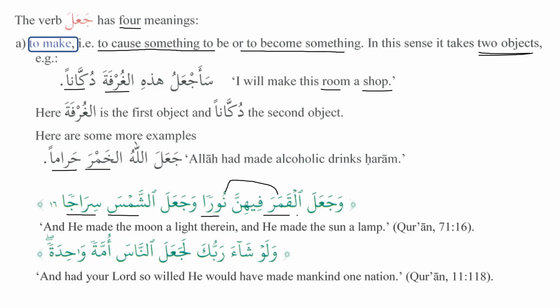وَجَعَلَ الْقَمَرَ فِيهِنَّ نُورًا. So first one is here al-maf'ul al-awwal wa maf'ul al-thani. And then again, وَجَعَلَ الشَّمْسَ, al-maf'ul al-awwal wa maf'ul al-thani. So that gives the meaning of to cause something to be, that means to make, as we can see over here: وَلَوْ شَاءَ رَبُّكَ لَجَعَلَ النَّاسَ أُمَّةً وَاحِدَةً. And had your Lord so willed, he would have made mankind one nation.